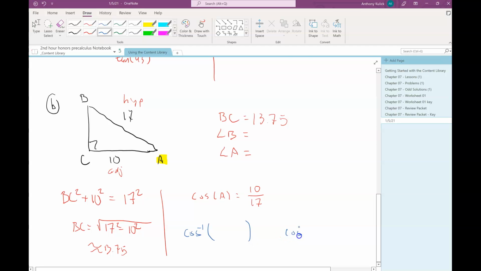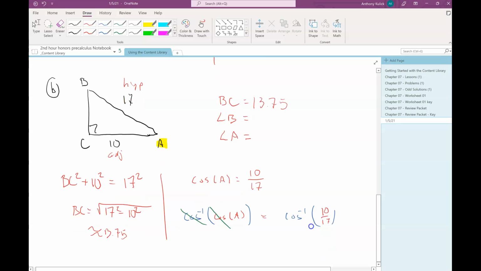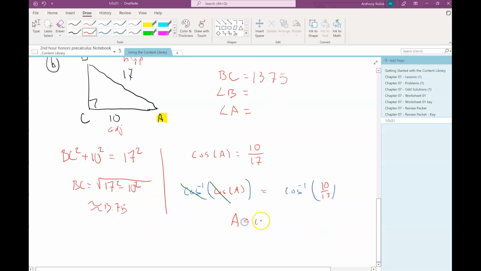So remember that the inverse trig functions will return an angle measure, right? So cosine inverse cancels cosine. So you're left with A is equal to cosine inverse of 10 over 17.